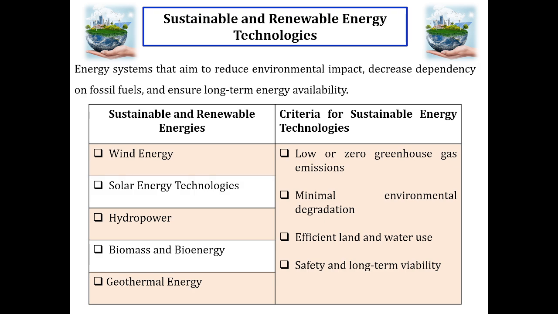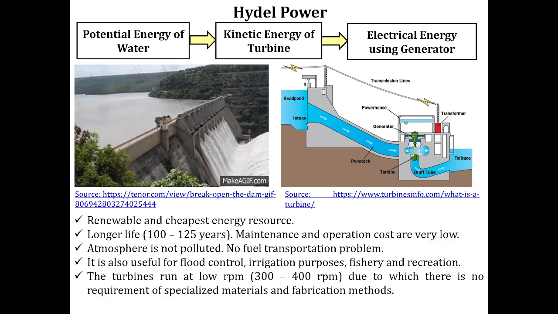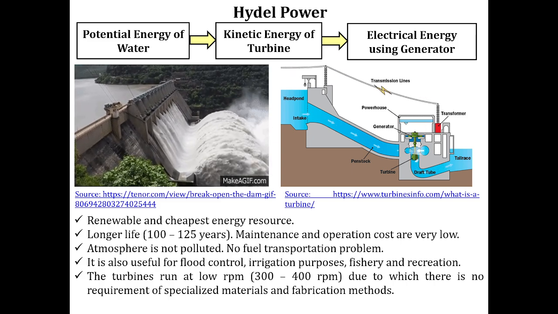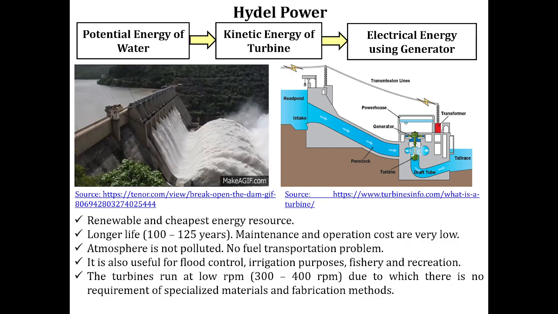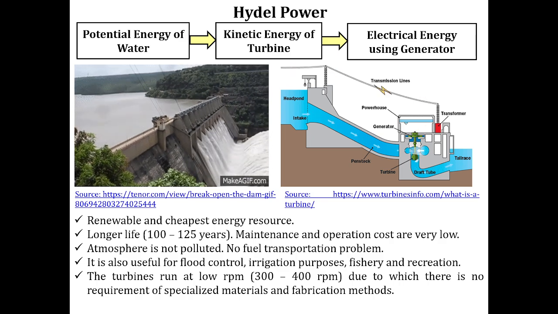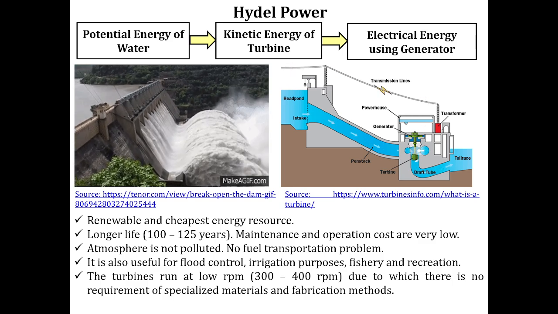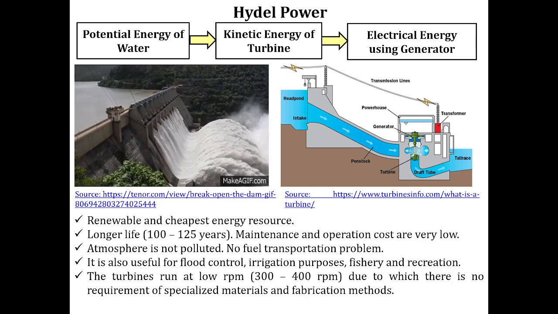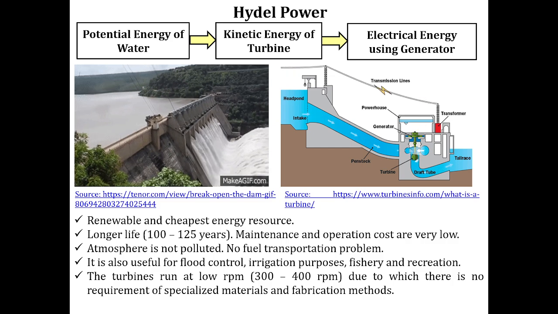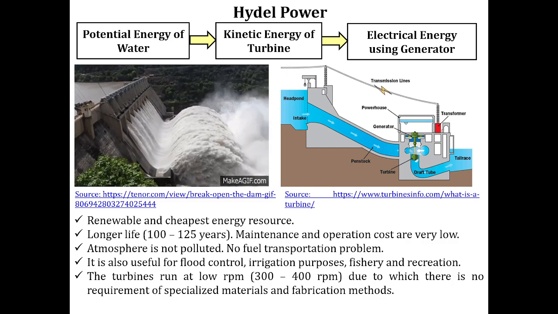Next slide. Tidal power. Let us begin with tidal power or hydroelectric power. Hydroelectric power uses the energy stored in water. The basic energy conversion shown on this slide is potential energy of water to kinetic energy of turbine to electrical energy using generator. Water stored at a height possesses potential energy. When the water is allowed to flow downward, this potential energy is converted into kinetic energy.